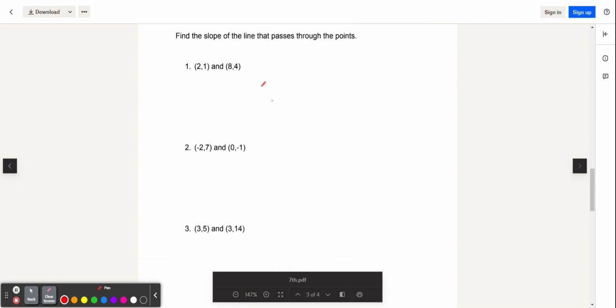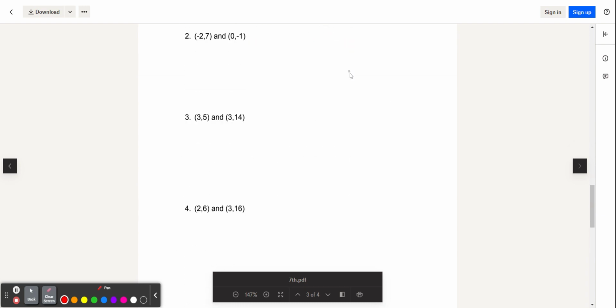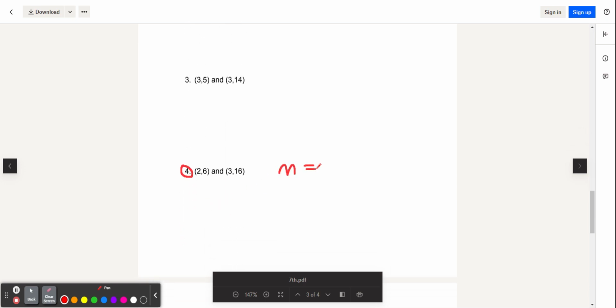For this next section, we are finding the slope of the line that passes through the points, and I'll do the last one as an example. If you remember, the slope of a line is the change in y over the change in x, which can be written as the coordinates of one point subtracted from the coordinates of another.